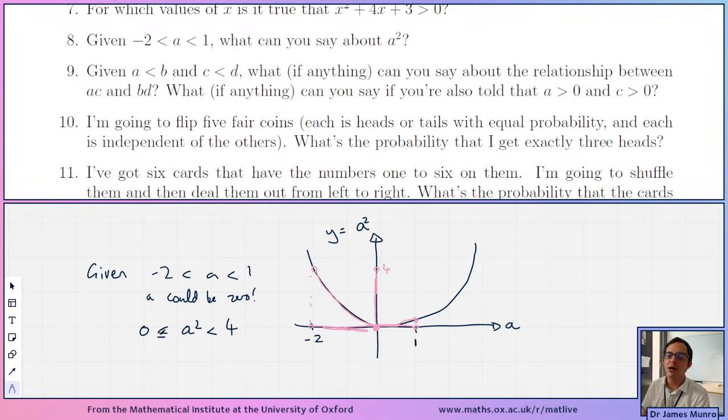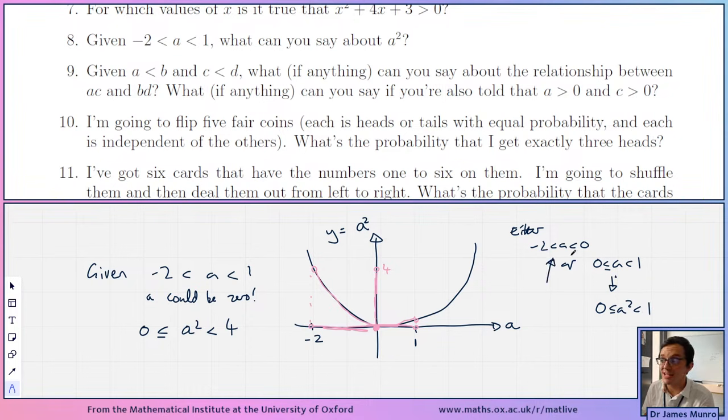Different ways to think about this. So without using graphs, and someone else and I joke about complex numbers. Without using graphs, I'd do two cases. I'd say either minus 2 is less than a is less than 0, or a is between 0 and 1. In each of these cases, on the right-hand side there, it's all positive numbers, or 0. So squaring is fine.